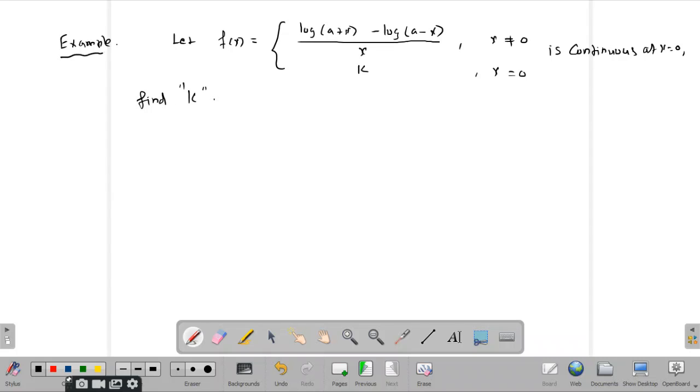The next example, the same type of question. F of x, and x not equal to 0, log of a plus x minus log of a minus x, by x. What is the difference? In the previous question, a is a coefficient of x, minus a coefficient of x, but here a is purely a constant, not a coefficient. The term 1 is missing. In order to apply the formula, we need log of 1 plus or minus alpha x by x. This is the general formula: whenever x approaches 0, the final answer is plus or minus alpha. This is the general result.